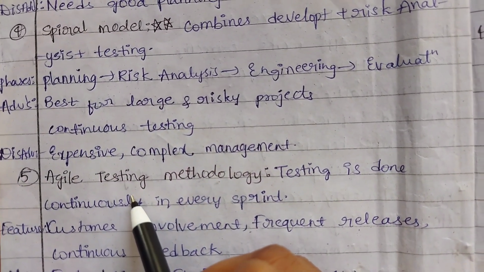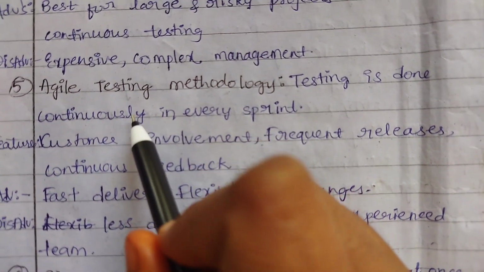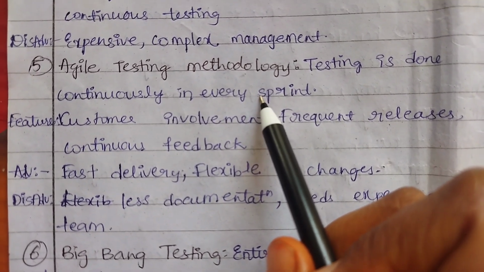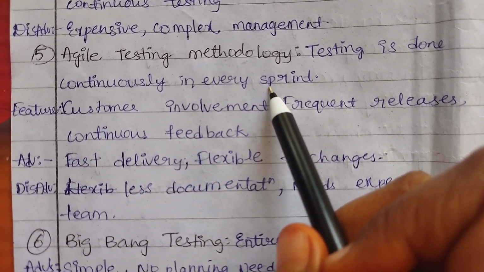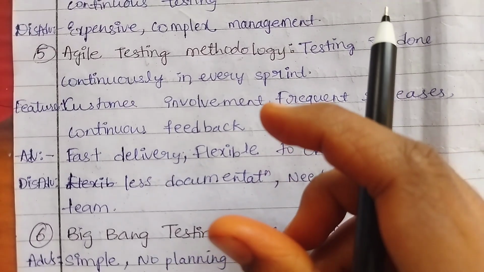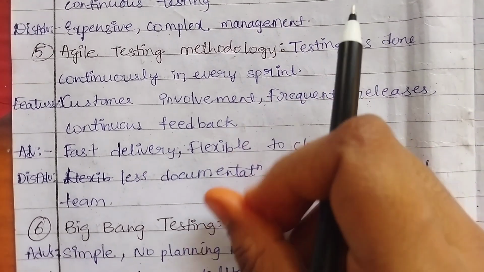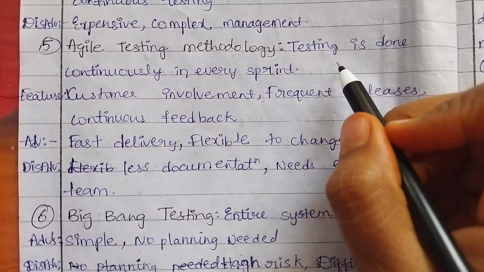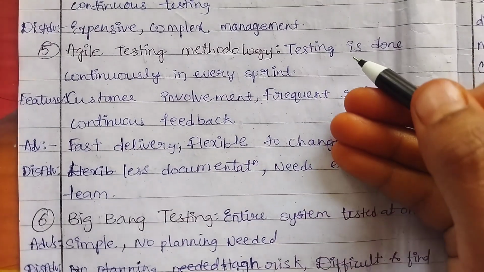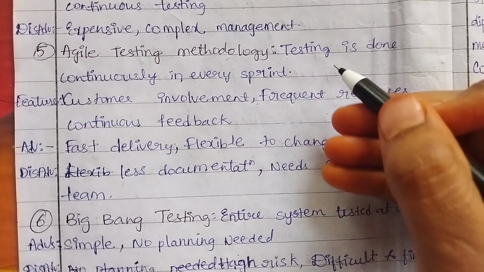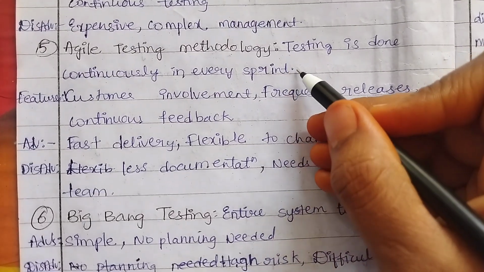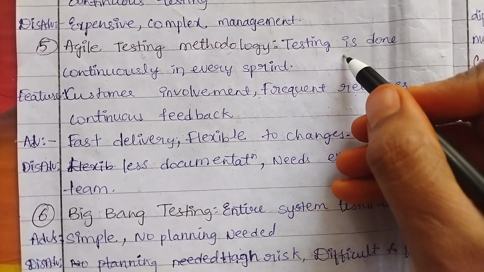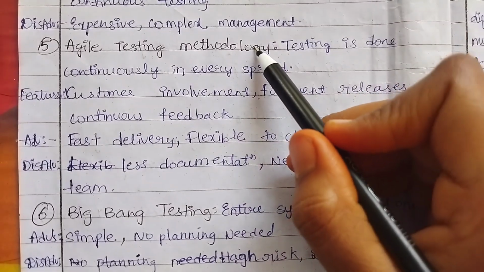Then we will go for agile methodology. It is a testing process done continuously in every sprint. We have some features of the agile model. It is a process of testing the model, and if we need to add any features, then we can go backward, add the features, and then go for testing. So it is a flexible model for testing.